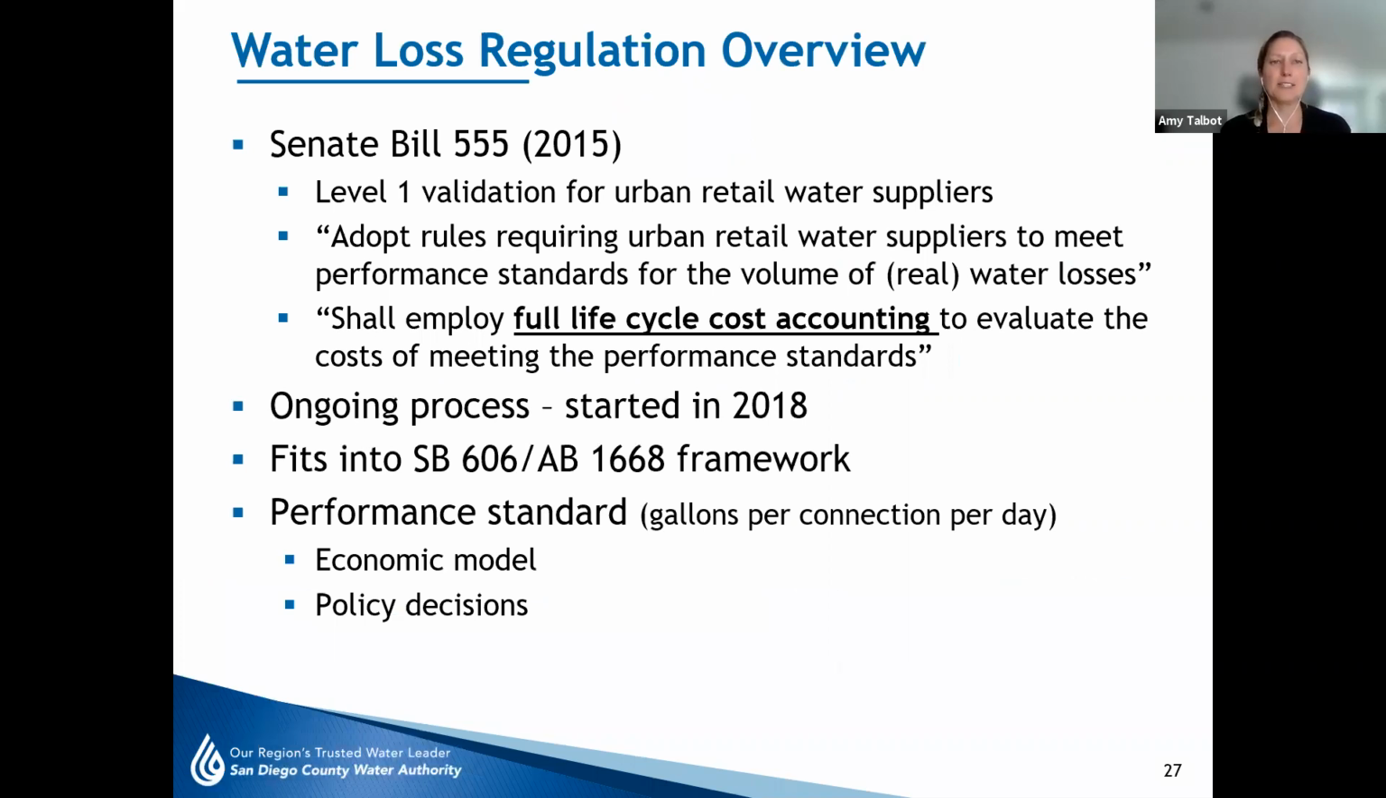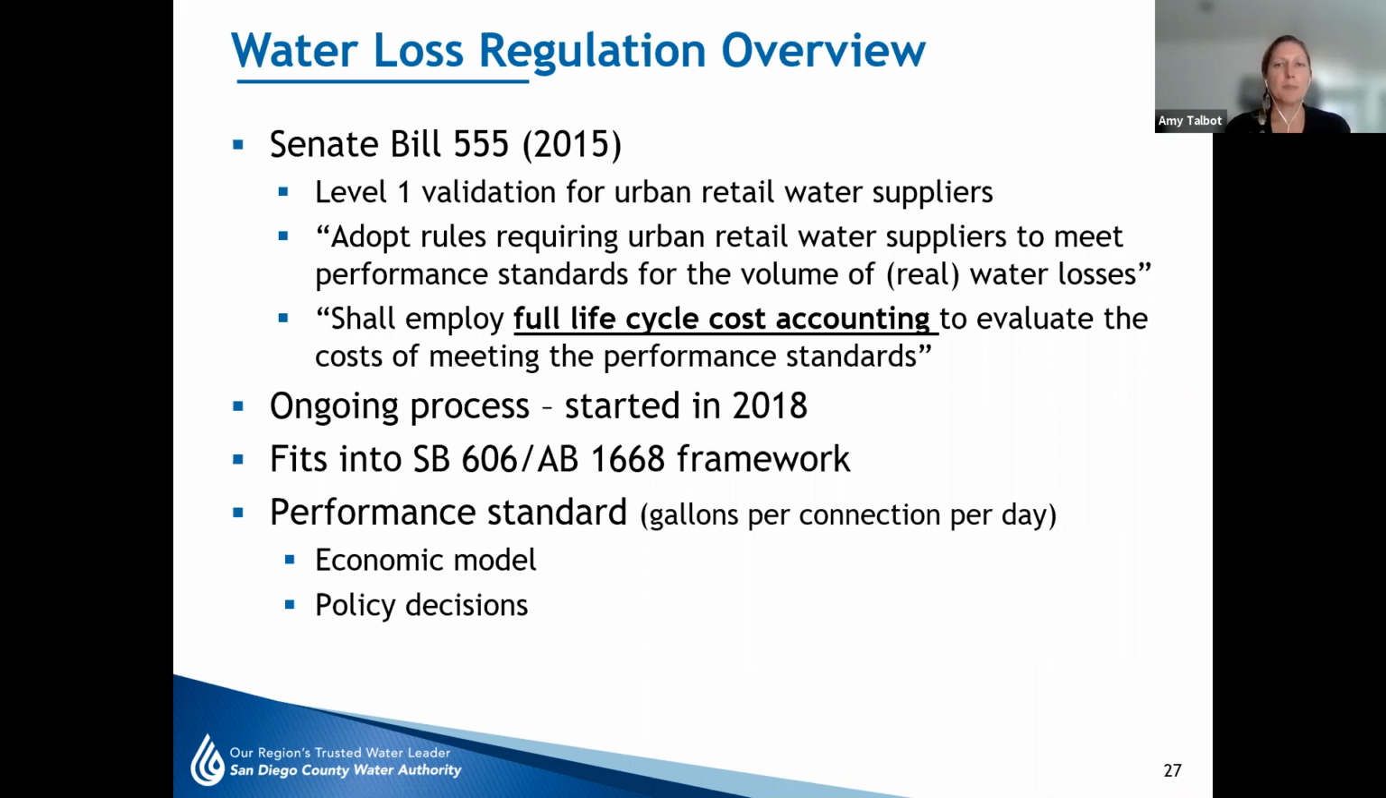Okay, so just to get us started, I wanted to go over a little bit of what's happened in the past and then kind of where we're at now. So for those that aren't familiar, all of this with the water loss regulation really started with Senate Bill 555 that was passed in 2015. It required a couple of things. The first was a level 1 validation of your water loss data through the UWUO audit platform, and that's for all urban retail water suppliers.